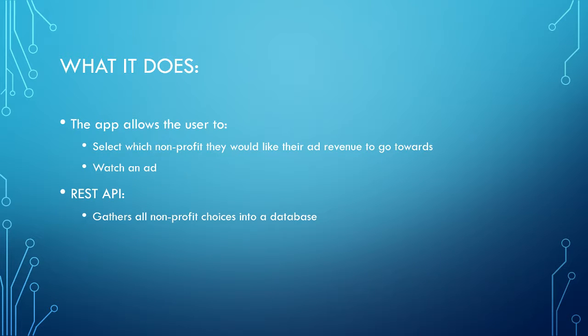What my app does is it allows the users to select which nonprofit they would like their ad revenue to go towards, and then have a button that they can press in order to watch an ad. After doing that, the onSuccess handler will then send the charity of their choice to my REST API, which will then gather up all their choices into a database.